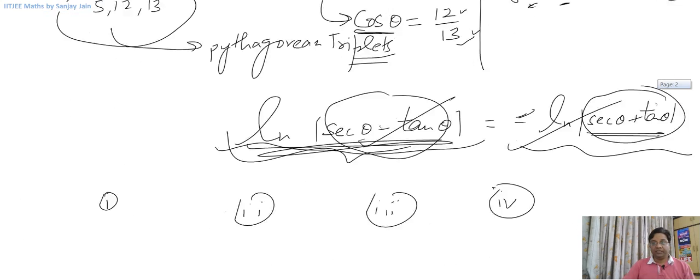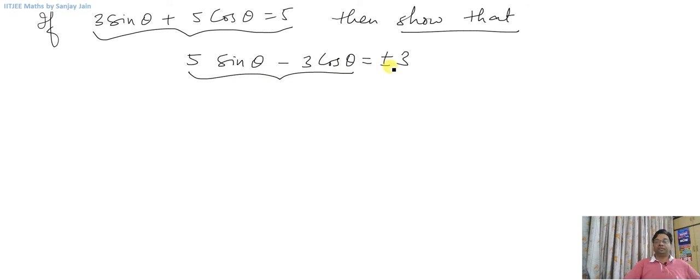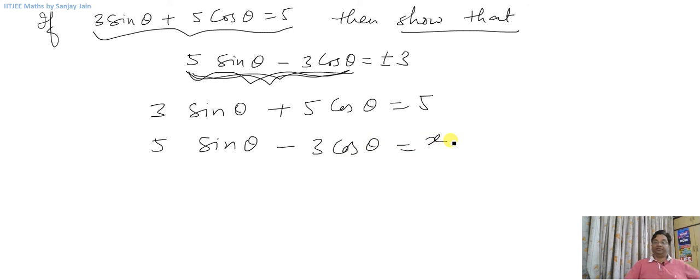All right, let me take one more question before I finish this lecture. Let us say this is given, and we need to show that this expression here is equal to plus minus 3. Now let us first of all take what is given: 3 sin theta plus 5 cos theta is equal to 5, and let us consider the expression 5 sin theta minus 3 cos theta as equal to x.